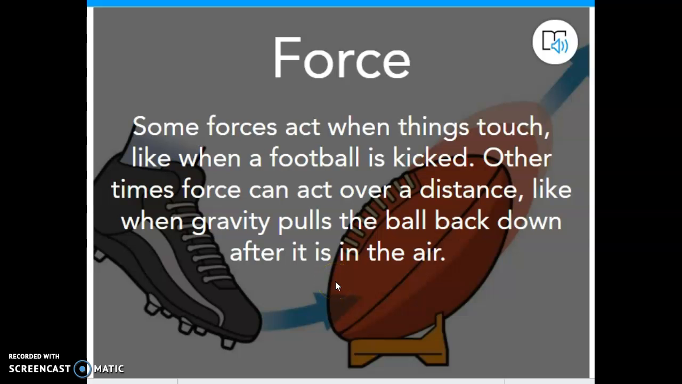Some forces act when things touch. For example, when your foot touches the football and you are kicking the football into the air, that is a force, and that's when two things are touching. Sometimes forces act over a distance. For example, when there's no touching involved at all, that ball that we kick in the air is not going to stay there. It is going to be pulled back down toward the Earth by a force we know as gravity. So forces can be things touching, or things that are not being touched, but it is most definitely a push or a pull exerted on one object by another object.